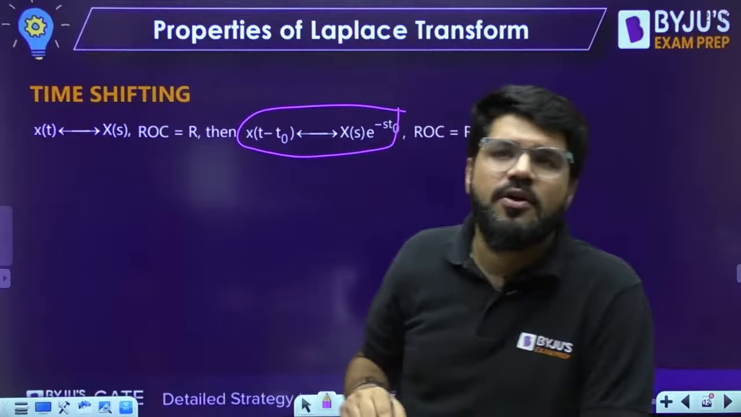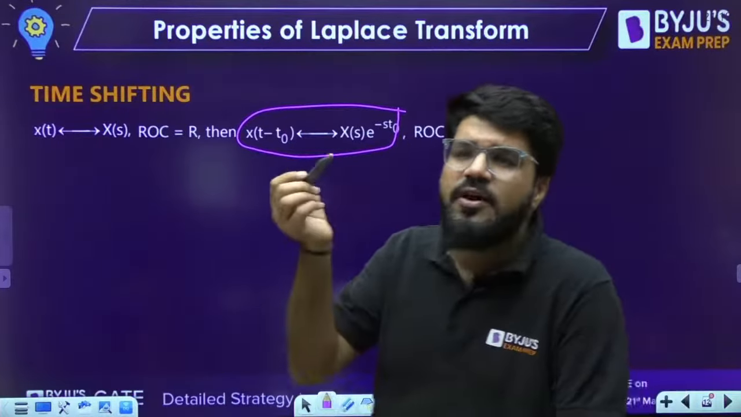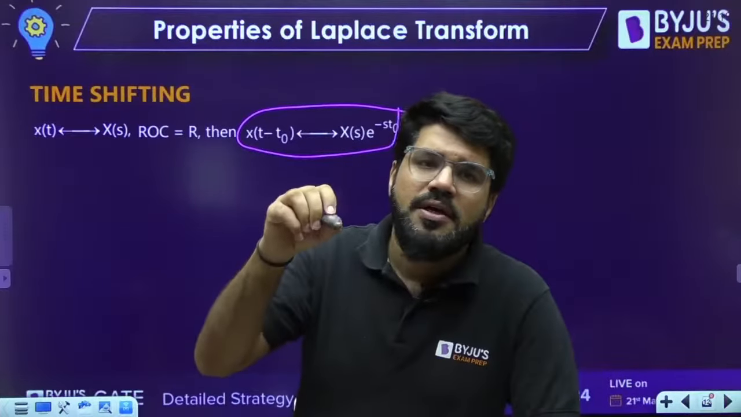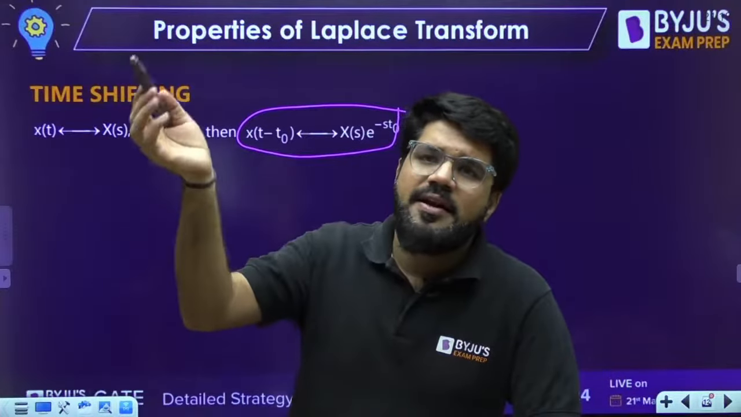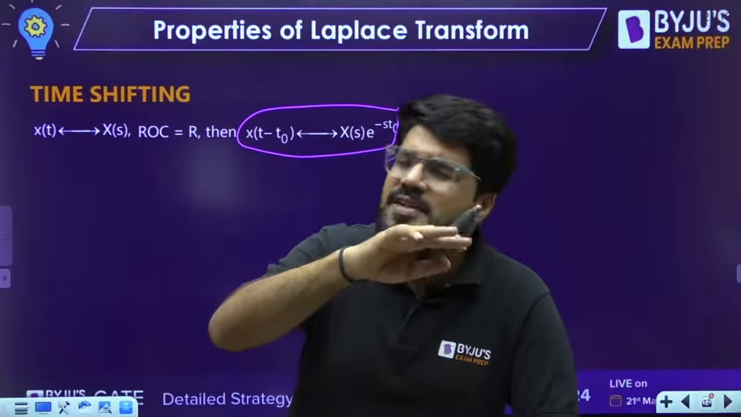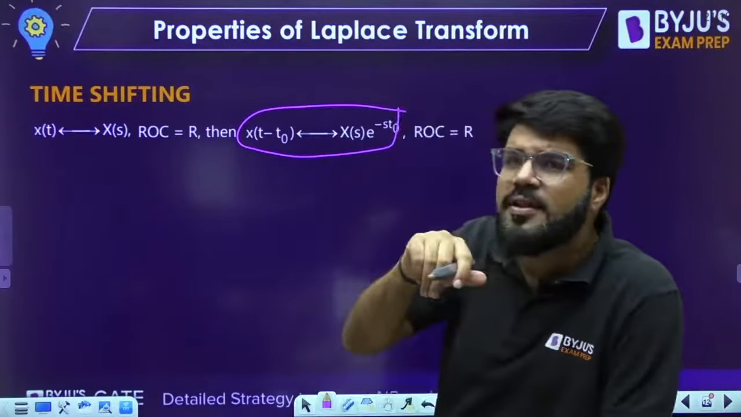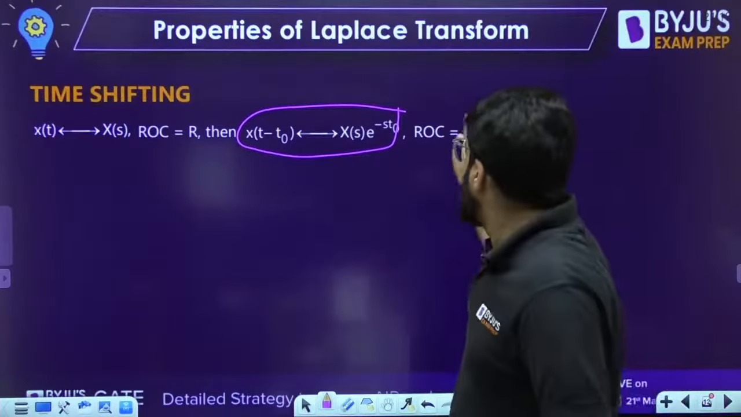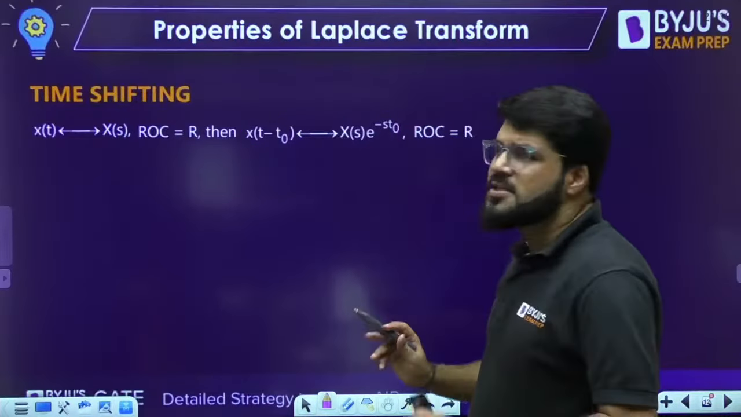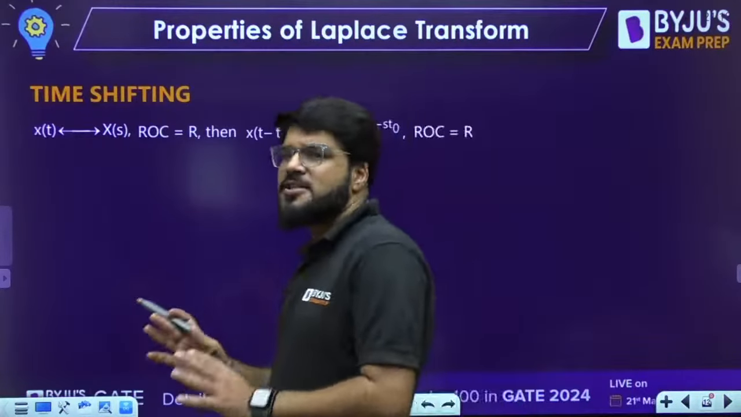In the previous class on ROC, if you understand the logic of ROC, it cannot contain any poles. For a right-sided signal, the ROC is right-sided; for a left-sided signal, it is left-sided, etc. There are some fundamentals I talked about in the last class. You don't have to remember this. So ROC is decided by poles and the nature of the signal.